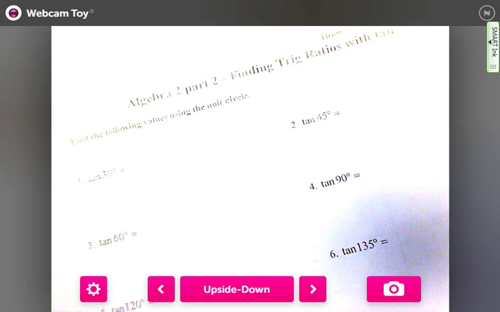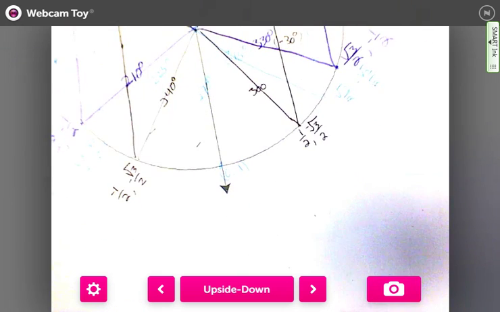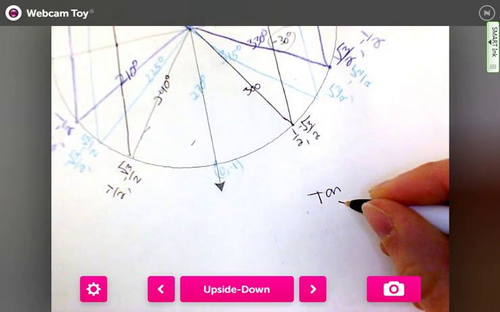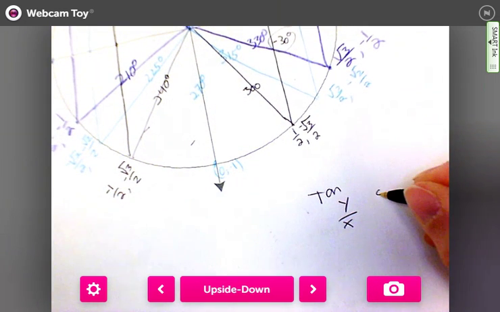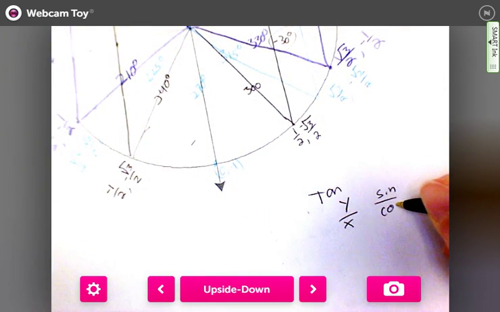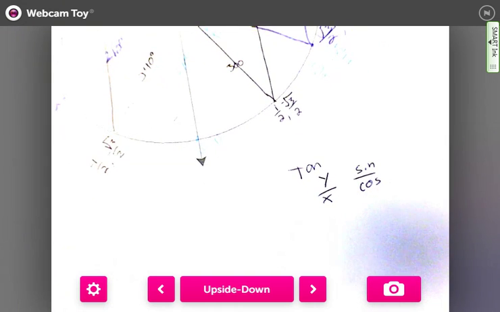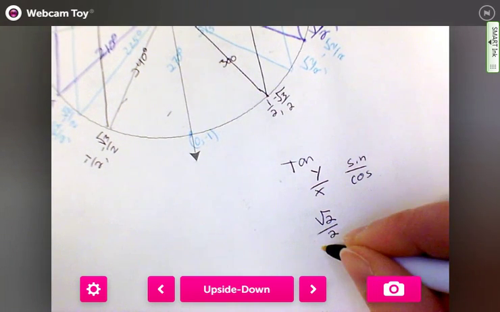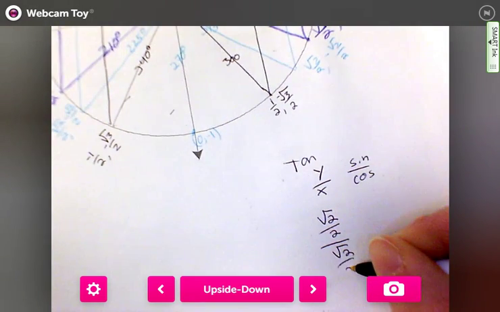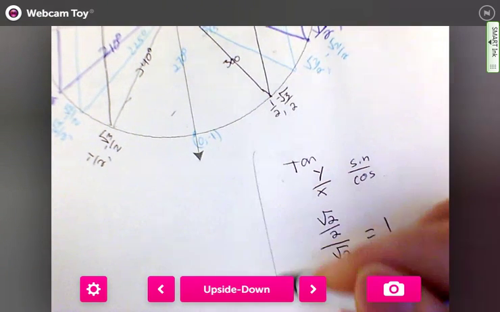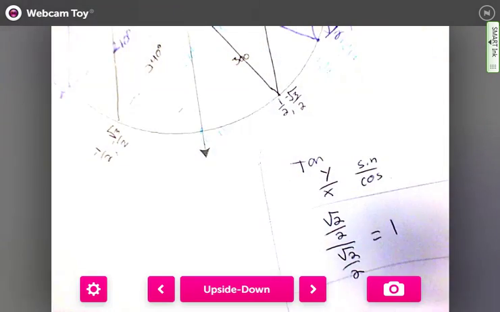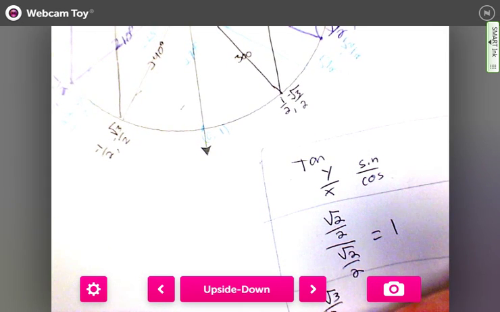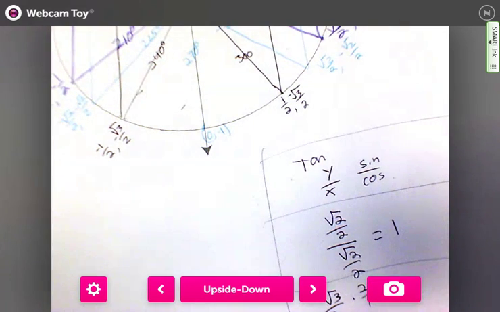Okay? So, this is something you might want to write at the bottom of your unit circle. Tangent is the y value over the x, or it is sine over cosine. So, we can have different possibilities here. If you have square root 2 over 2 divided by square root 2 over 2, that gives you 1. If you have square root 3 over 2 divided by 1/2, that ends up giving you square root 3.